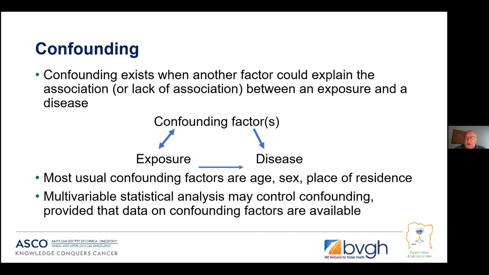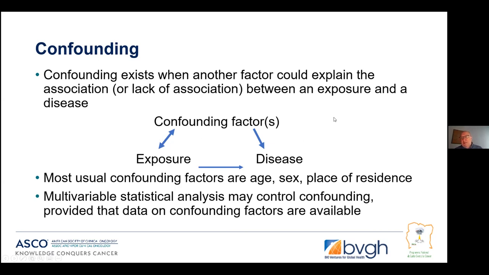Then there is another potentially misleading parameter in epidemiology, which is confounding. And confounding, in fact, is within the causal pathway when you try to think about causality. In fact, the confounding factor is a factor that is associated with both the exposure and the disease. And in fact, the confounding factor may distort and tweak the link between the exposure and the disease.